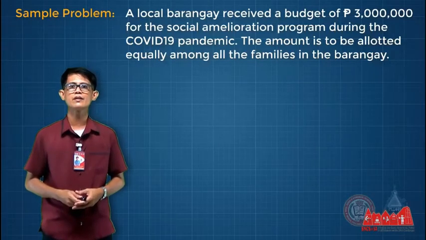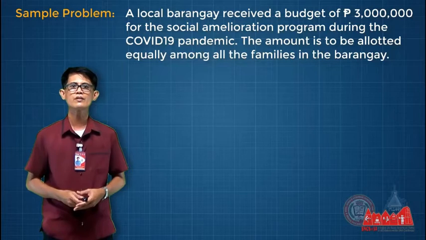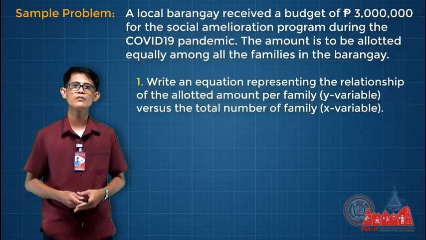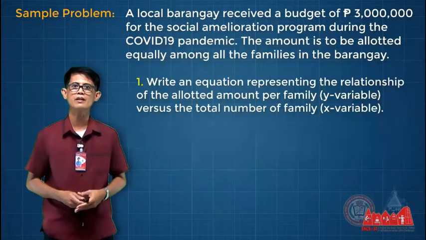Tell whether each of the following is or is equivalent to a rational function or not. Here's a sample problem. A local barangay received a budget of 3 million pesos for the social amelioration program during the COVID-19 pandemic. The amount is to be allotted equally among all the families in the barangay. Number 1, write an equation representing the relationship of the allotted amount per family as your y variable versus the total number of families as your x variable.